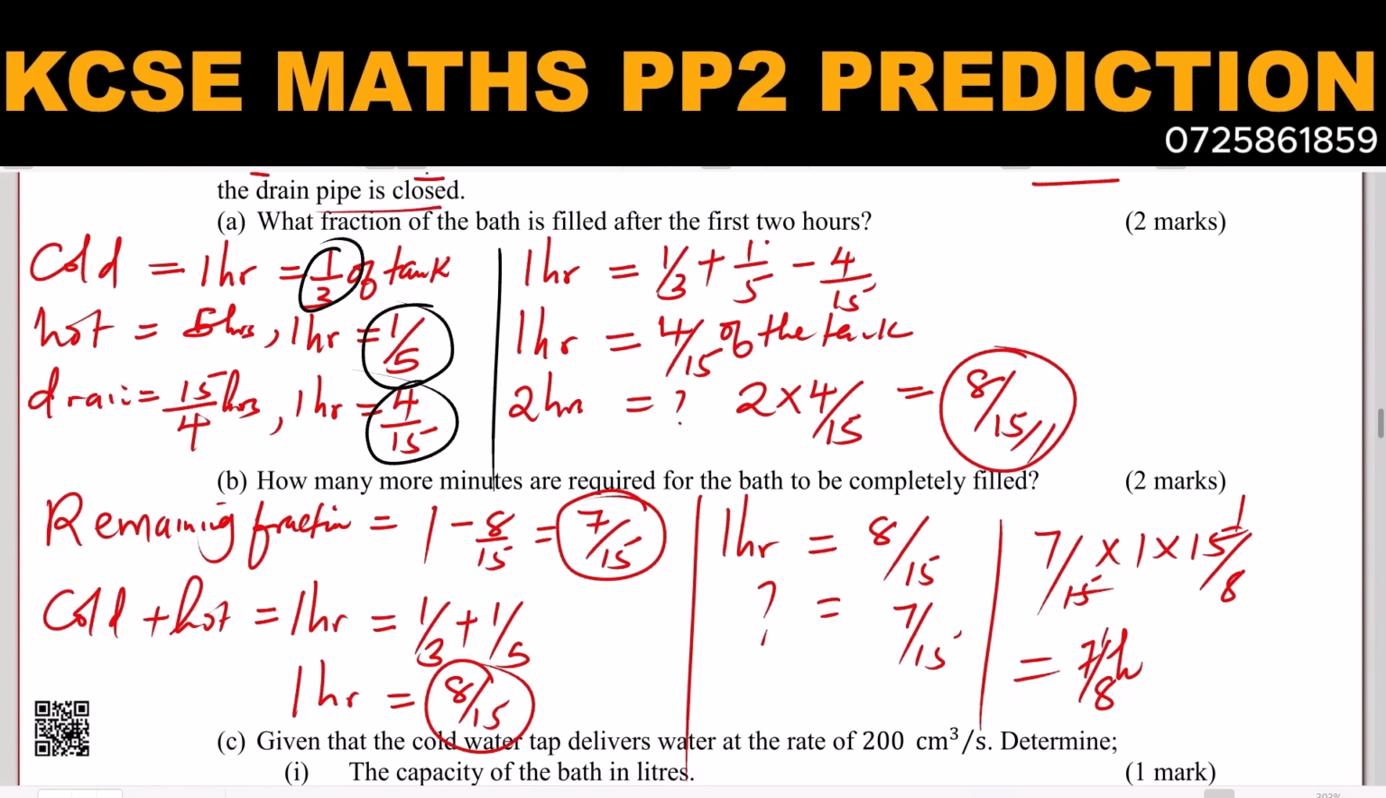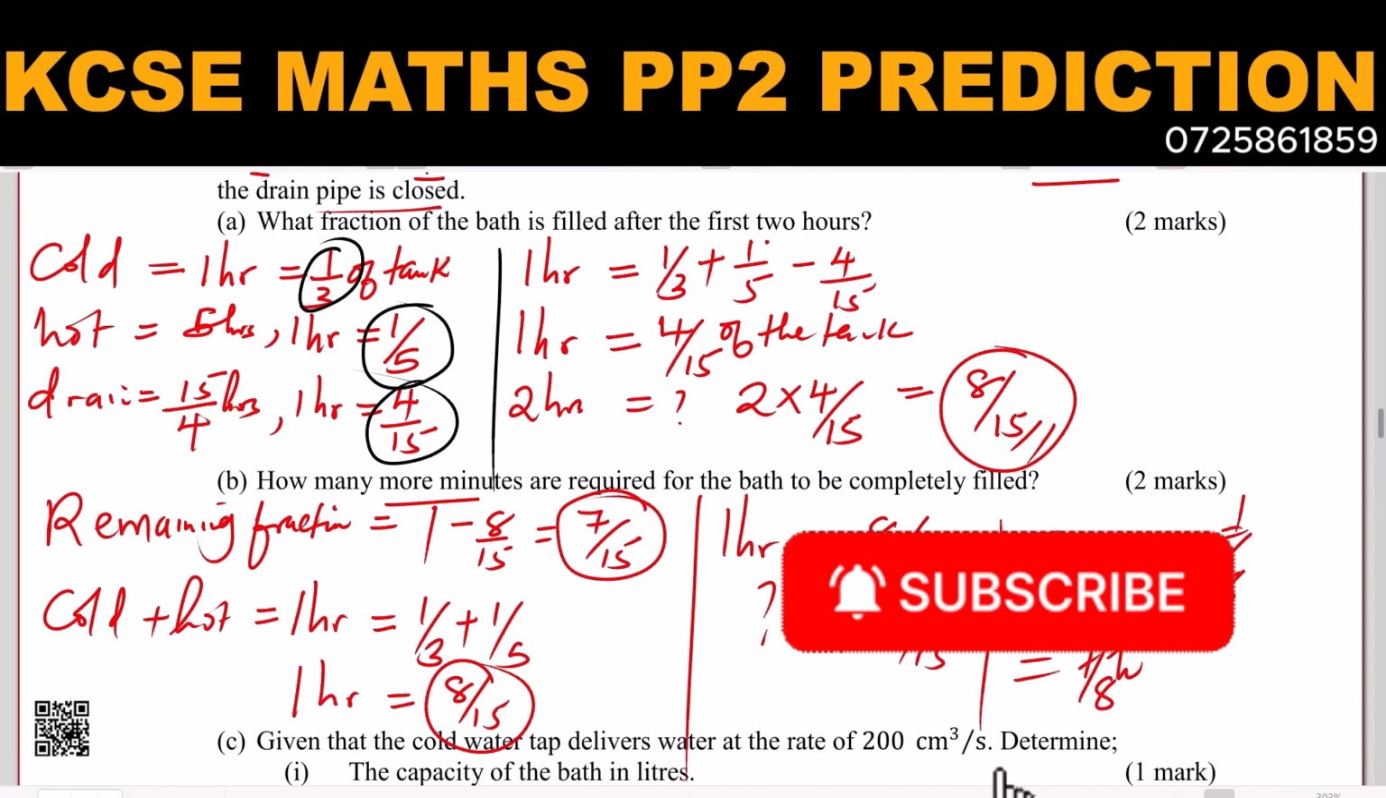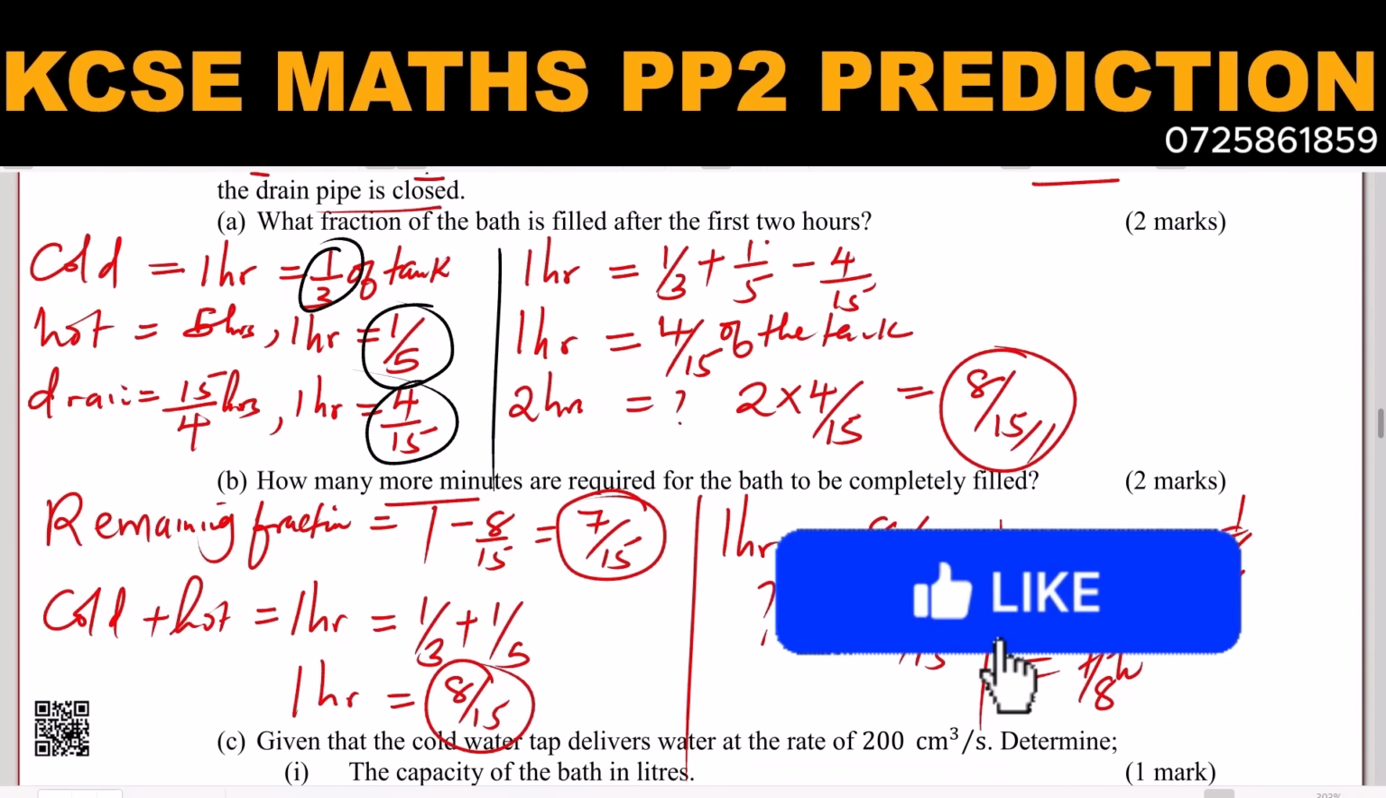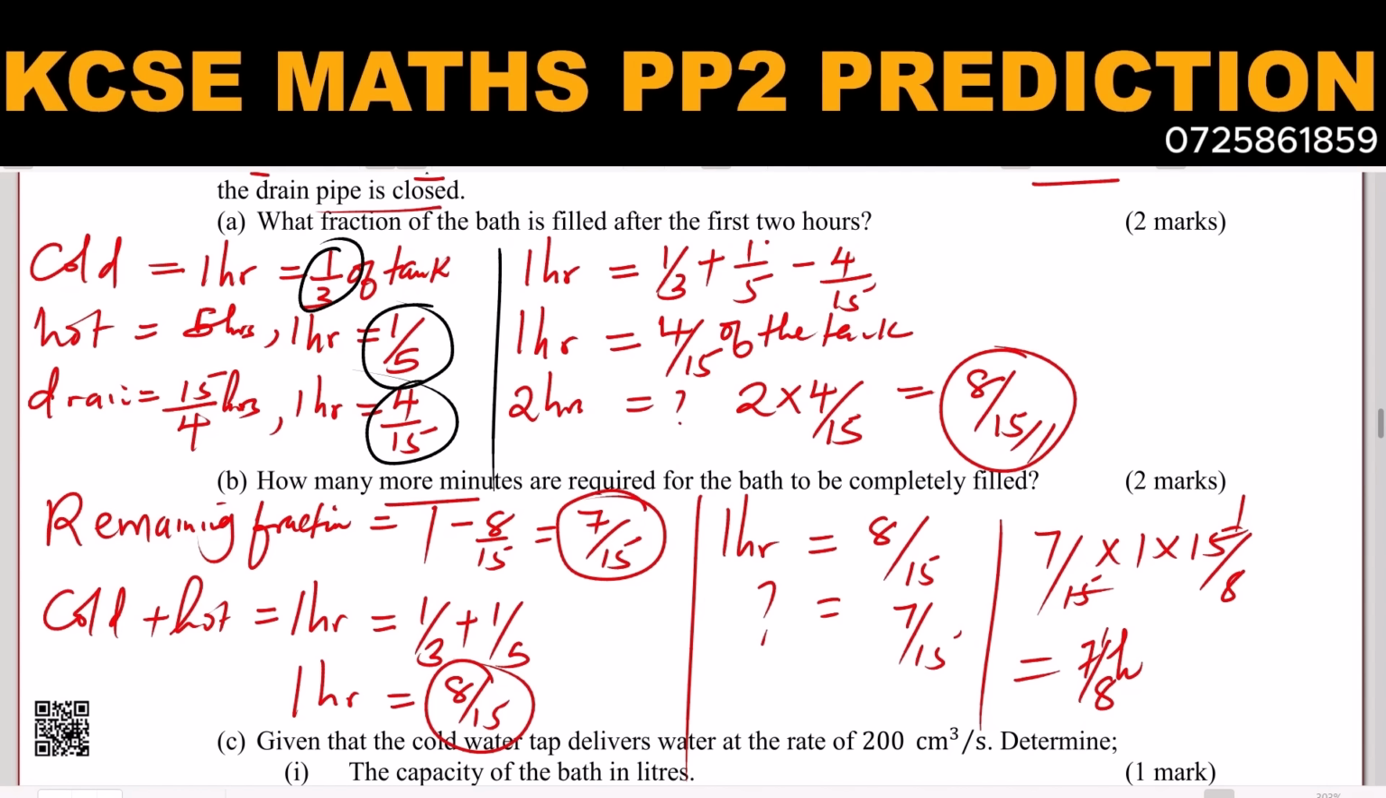But the question is, how many more minutes are required? How many more minutes? So this is the extra time that will be required. That is, after 2 hours, this is the extra time that will be required by the 2 taps that are left running, that is cold and hot. So 7/8, we can multiply this one by 60, convert it to minutes, and 7/8 multiplied by 60 will give 52.5 minutes.